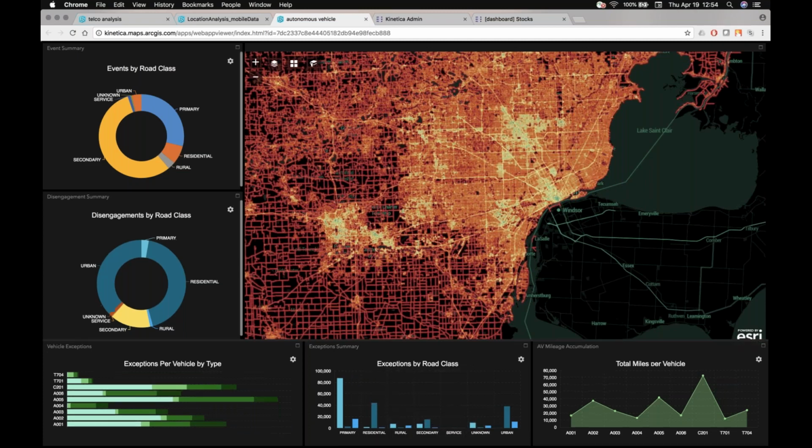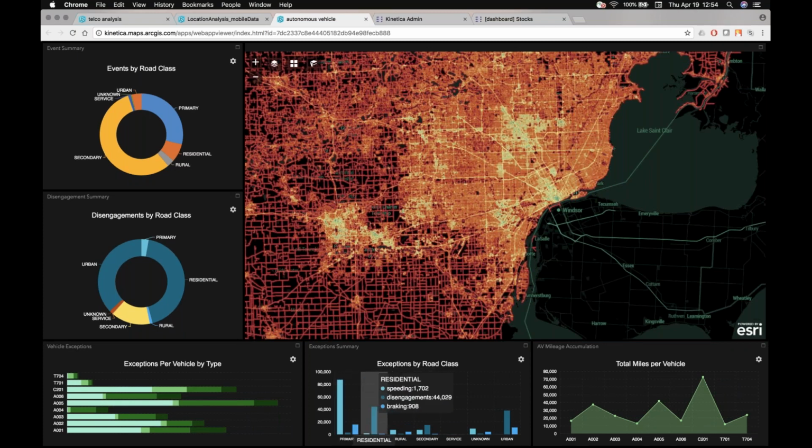Again, per road class, I can see the most common types of exceptions that occur across this corpus of data. And then lastly, the most obvious thing: show me the total miles that were accumulated per vehicle in an autonomous mode. You can see which ones are clocking the most testing there.